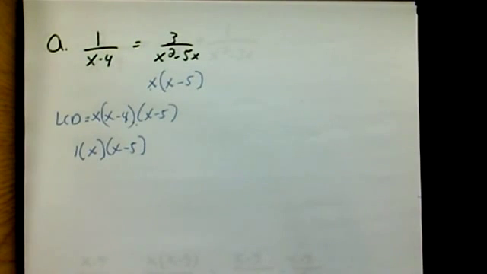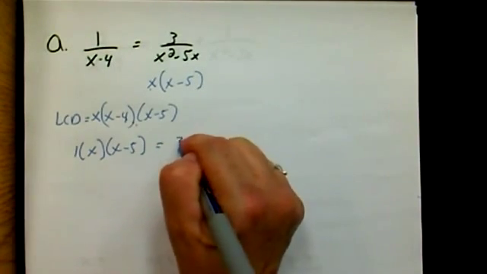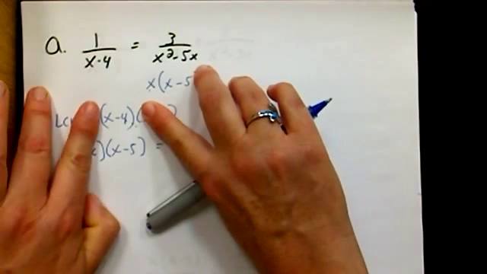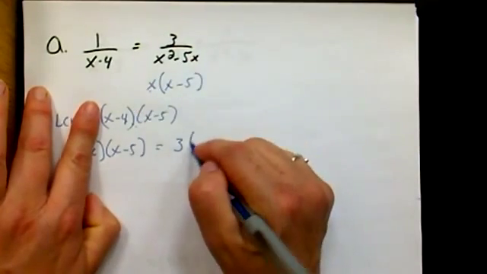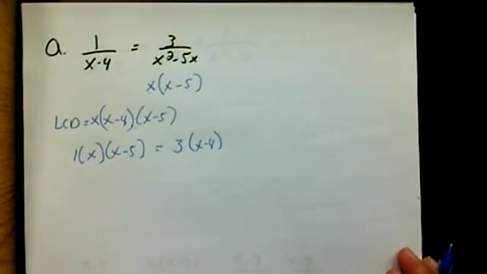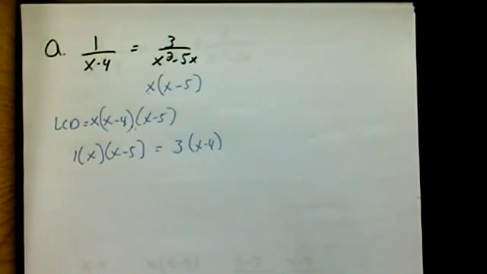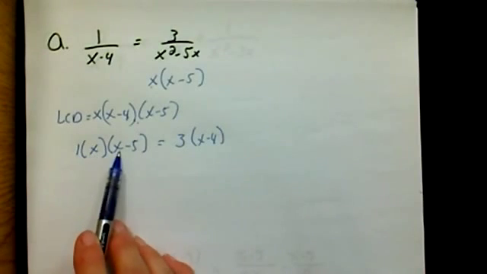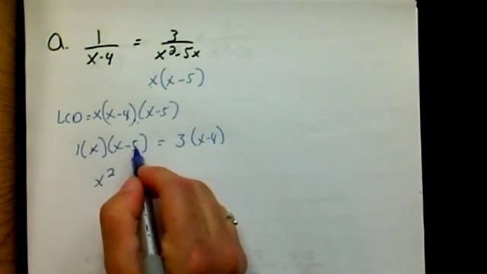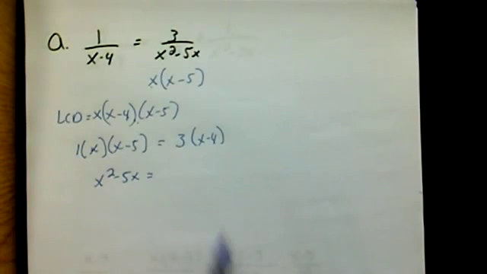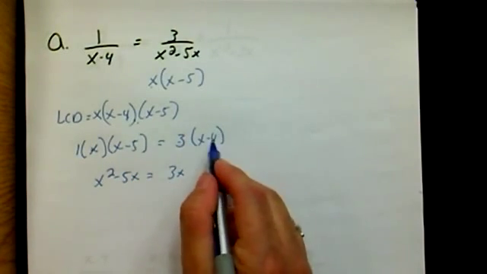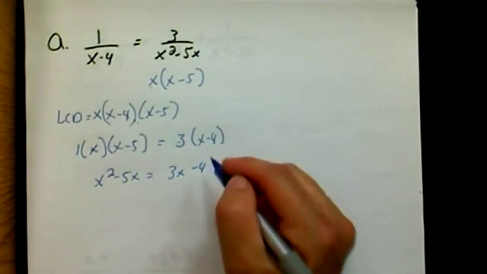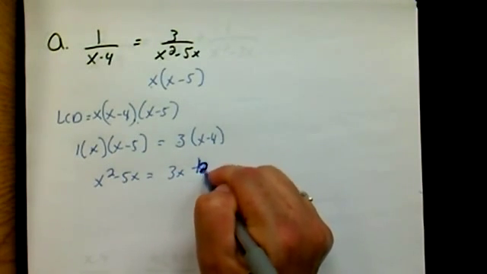My denominator is gone. What does 3 get multiplied by? The x and the x minus 5 are gone, so the 3 gets multiplied by x minus 4. So, multiply it all out. 1 times x is x. x times x is x squared. x times a negative 5 is negative 5x. 3 times x is 3x. 3 times a negative 4 is negative 12. How about if I write that in there instead of writing 4?